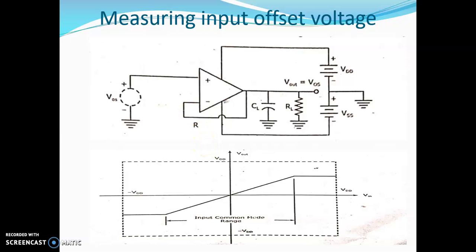So here you can see the unity gain transfer function of the op-amp. This is the input common mode range. You can see up to here is the input common mode range. It is giving a unity gain transfer function. So we can measure the input offset voltage.